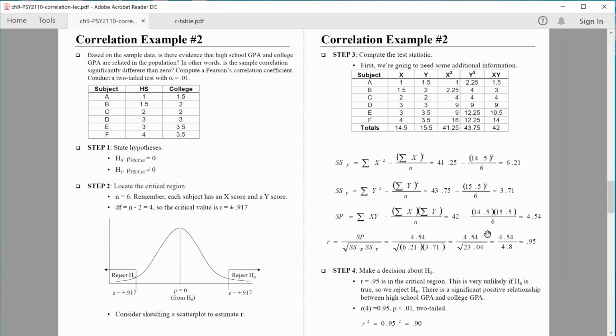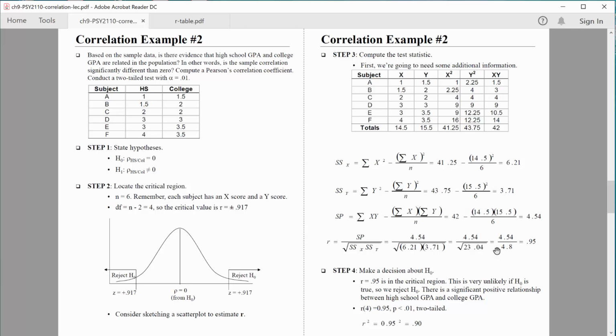That is our obtained R value. That's how much evidence we have. So now let's figure out where that is in our distribution of all possible sample correlations. We want to see if it's in our rejection zone.